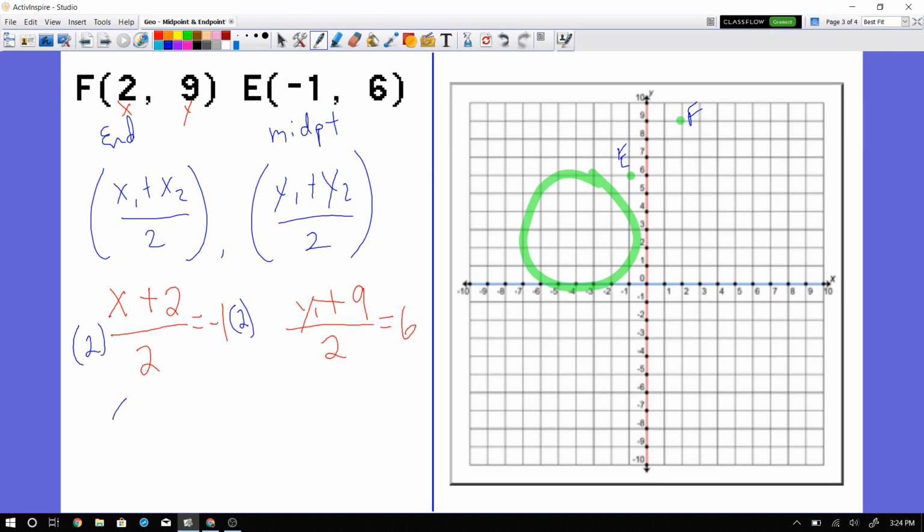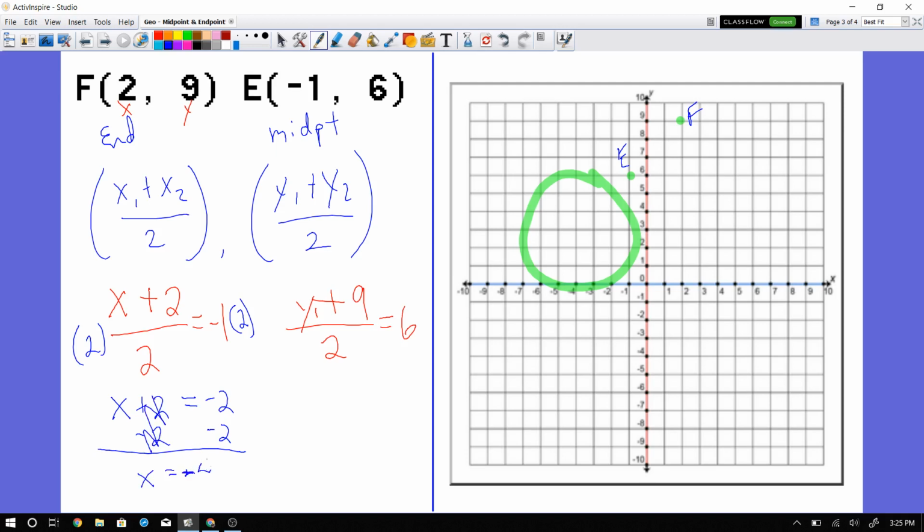So that's going to leave you with x plus 2. If you divide something into 2 parts, then you'll have 2 halves. And if you multiply it by 2, it means you're putting the 2 halves together. And it makes 1. That's why you have the x plus 2. And equals -2. Subtract 2. -2 minus 2 is going to give you -4.